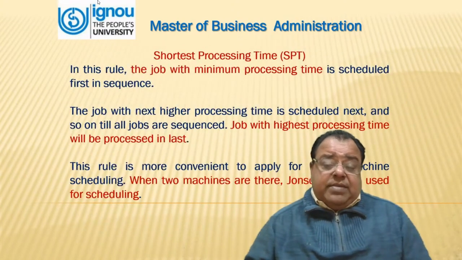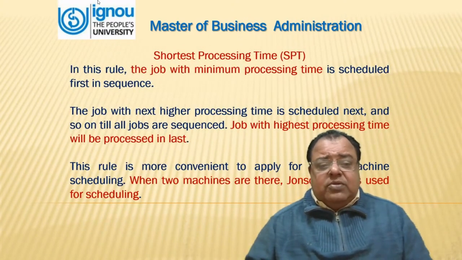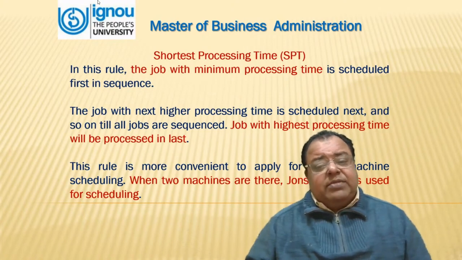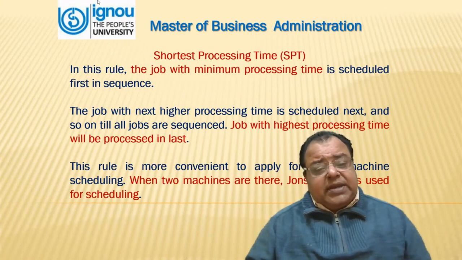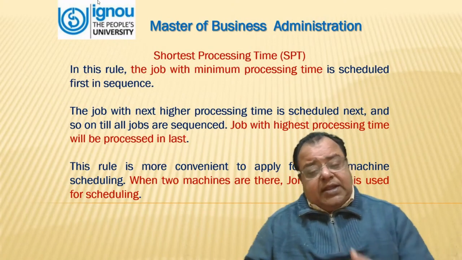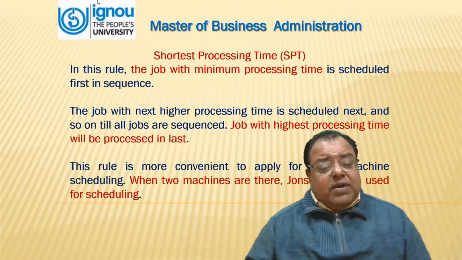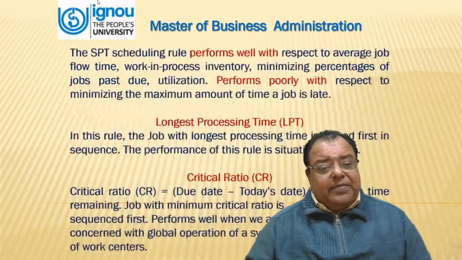Shortest processing time, SPT. In this rule, the job with minimum processing time is scheduled first in the sequence. The job with the next higher processing time is scheduled next, and so on, until all the jobs are assigned. The job with the highest processing time will be processed last. This rule is more convenient to apply for single machine scheduling. When two machines are there, Johnson's rule is used for scheduling.